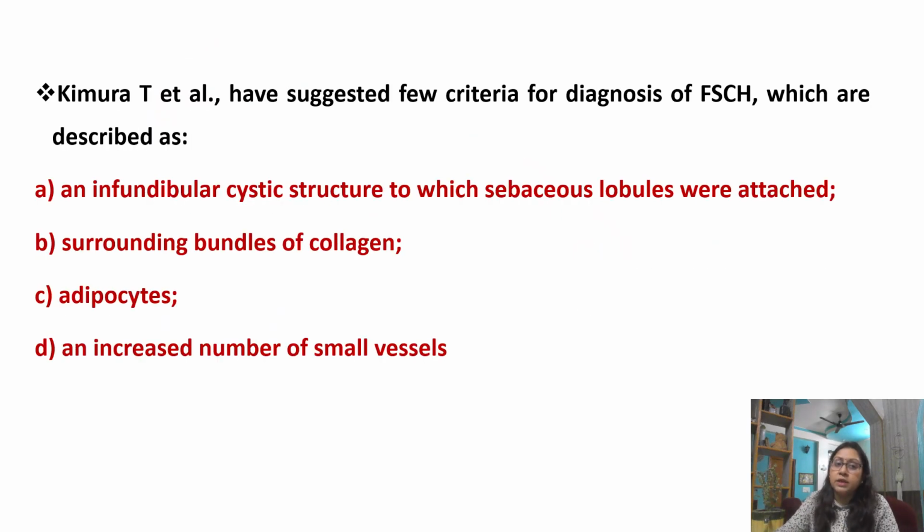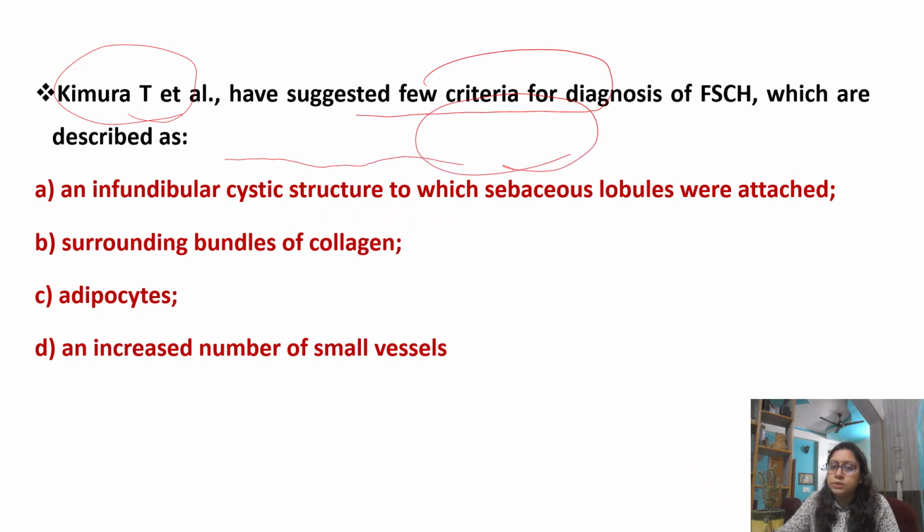Kimura et al. described this entity in 1991 for the first time on the face. He suggested a few criteria required for making a diagnosis of this. First was an infundibular cystic structure to which sebaceous lobules were attached. We have beautiful pictures where in this follicular cystic structure, we have the lobules of sebaceous gland attached to it. Then surrounding bundles of collagen.